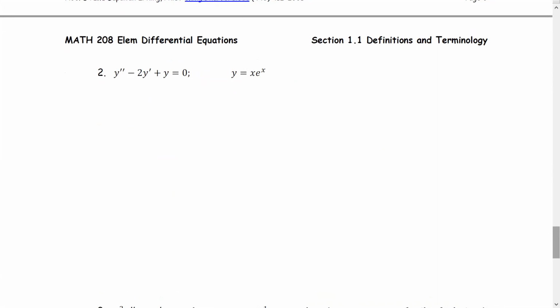Next problem. The differential equation is in the form of y double prime minus 2y prime plus y equals 0. And the solution is y equals x times e to the power x. To verify, we need y prime and y double prime. For this case, y equals x times e to the power x. Y prime can be found by applying the product rule and repeating a similar process for y double prime.